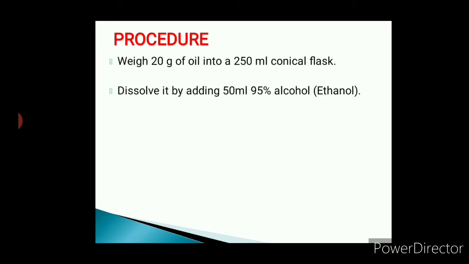These are the chemicals required and the chemical reaction. Then what is the procedure? Quickly weigh 20 grams of oil into a 250 ml conical flask. Dissolve it by adding 50 ml of 95% alcohol, ethanol.